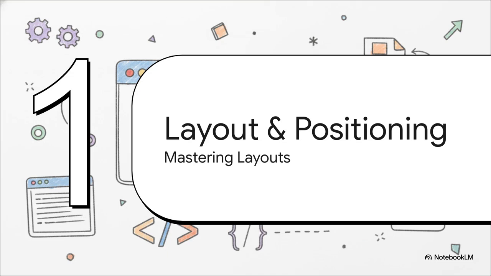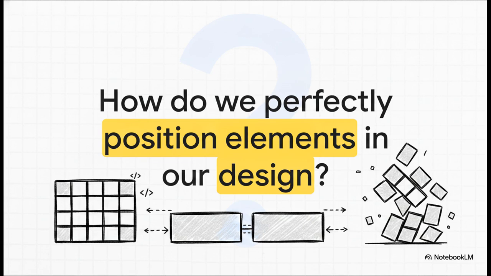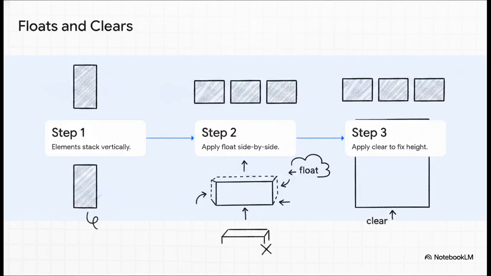Finally, Section 5, mastering element layout and positioning. So here's the million-dollar question for any web developer. How do we perfectly position and space elements side by side without our entire design just completely collapsing like a house of cards? Let's look at a classic solution to this exact problem. Step 1 to understand is that web elements naturally want to stack vertically, right? Just one on top of the other.